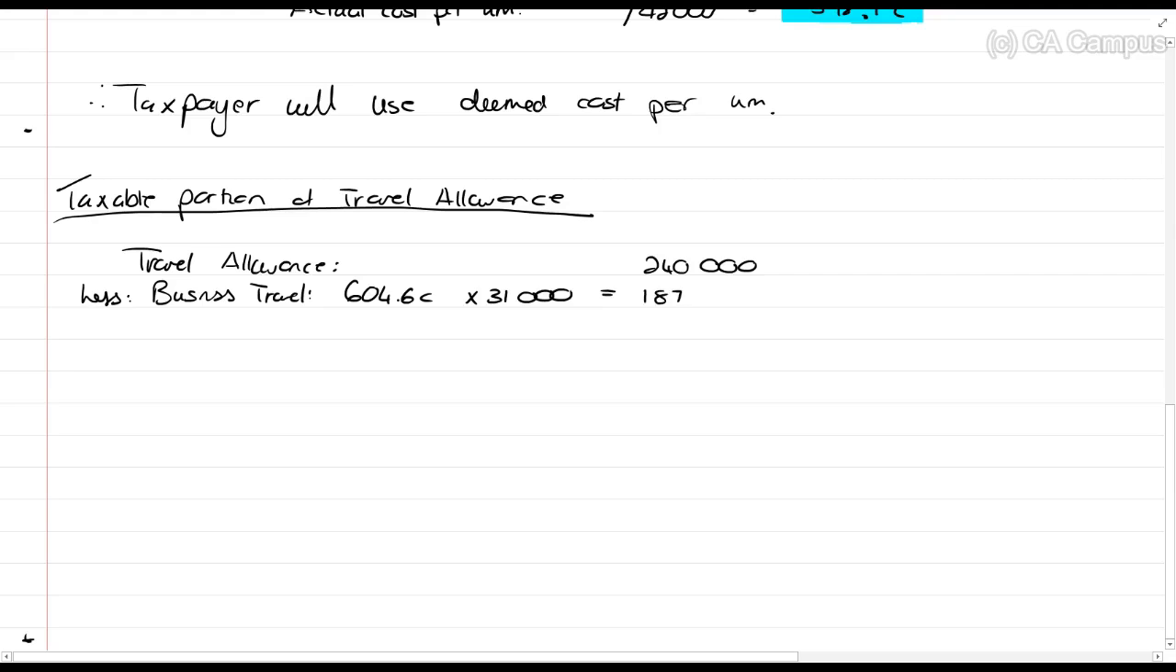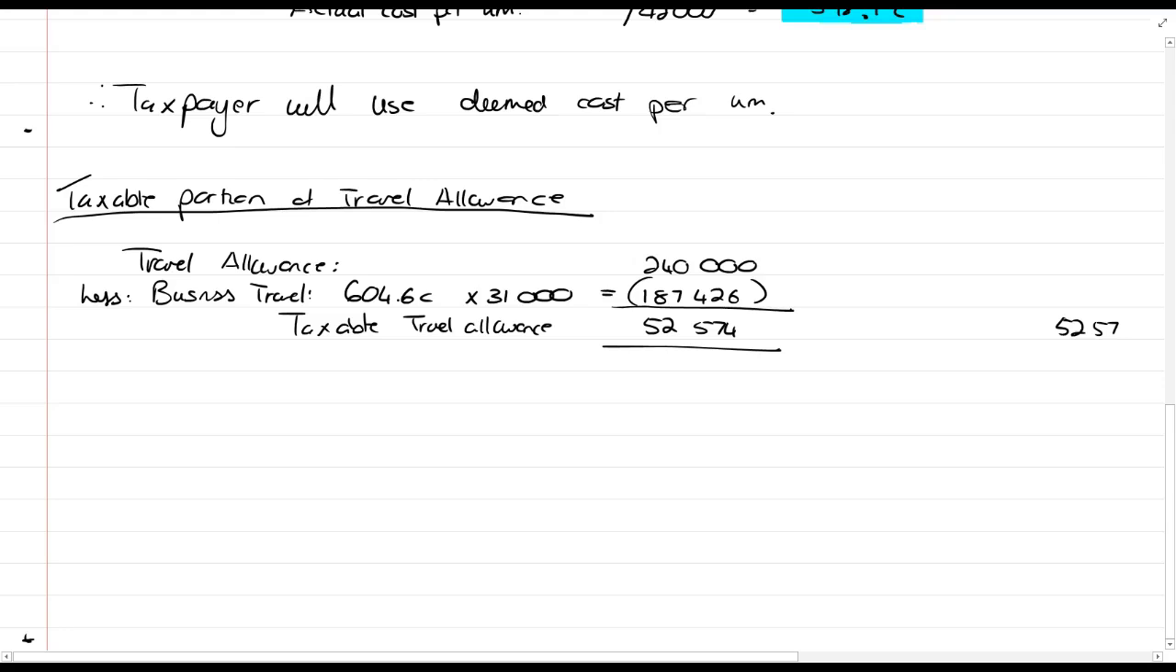Gives 187,426. So the taxable travel allowance is 52,574, and this is the amount that will go into your rands column. So this is the effect on taxable income, 52,574.